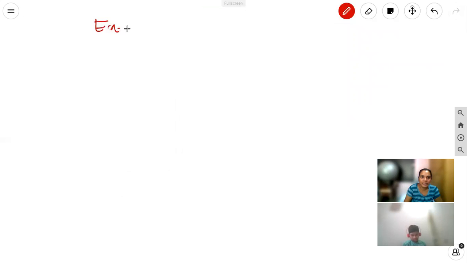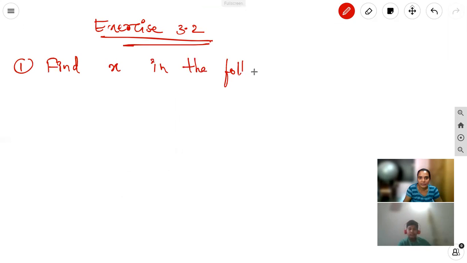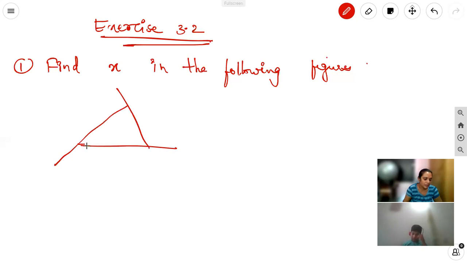Here we are discussing the problems on the exercise of the sum of the measuring angles of the exterior of any polygon. Here the first question is find x in the following figures. The first one is, it is 125 degrees, it is x degrees.